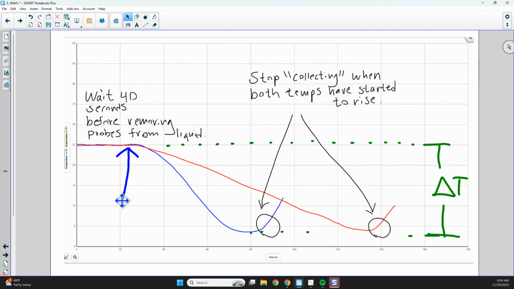Step 6, remove the probes from the liquid simultaneously. So we want to do this at the same time. You should have 3 or 4 people in your group so we can cooperate. And continue to collect data.